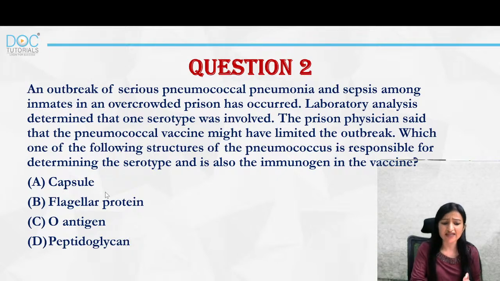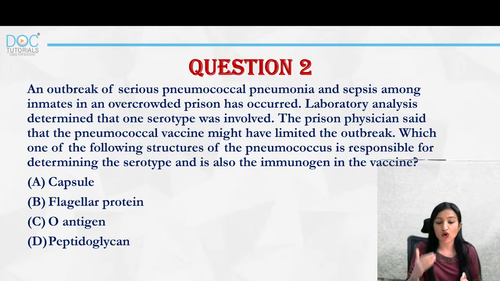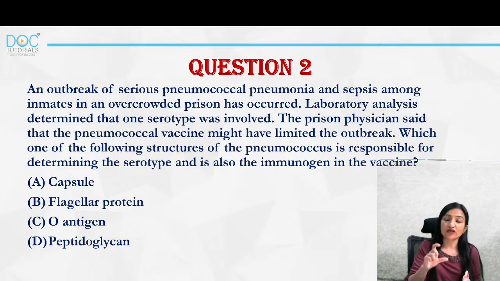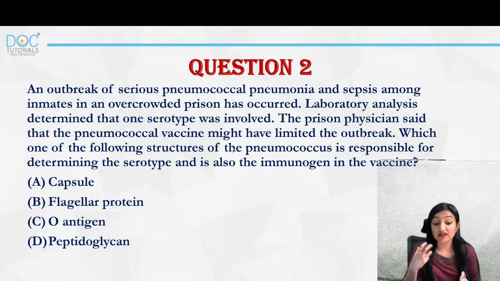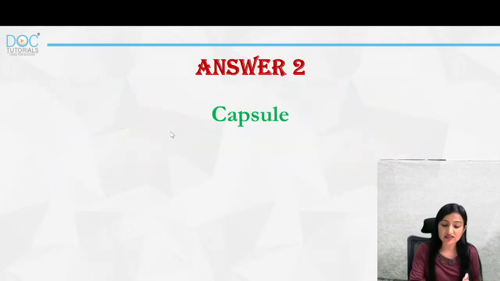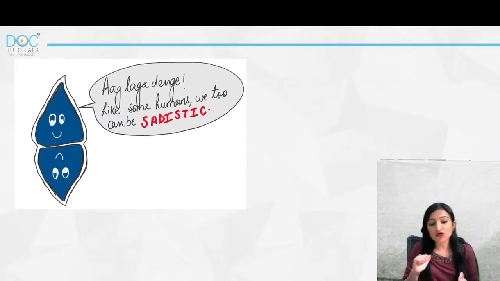All right, and there are approximately 95 different types of capsules of pneumococcus which have been discovered to date, and for the important serotypes which are incriminated in human diseases, we have used those capsules to create the vaccine against pneumococcus. So the question is asking which structure is responsible for determining the serotype and is the immunogen in the vaccine. The answer is capsule. Now, some important facts about pneumococcus.